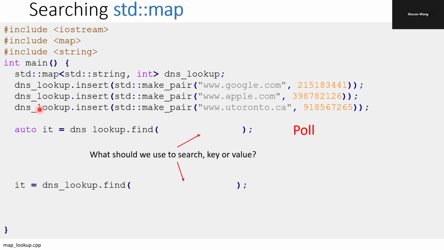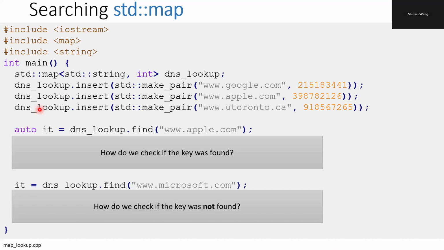So remember what DNS does. When you type a URL into the browser, it sends that URL to the domain name server, and the domain name server will give you the IP address that you should be going to. So what are you searching with? The key. And the key is the string. And we search using the find function that's defined in the map container.